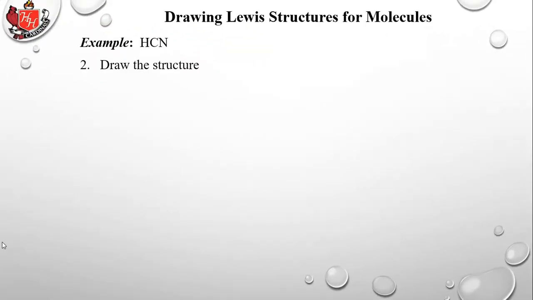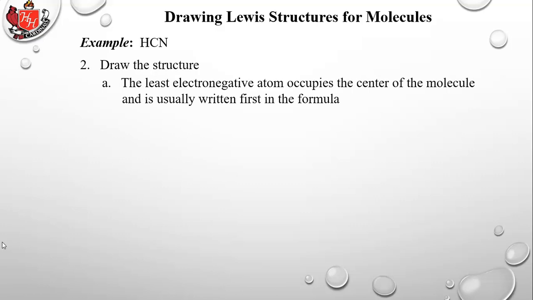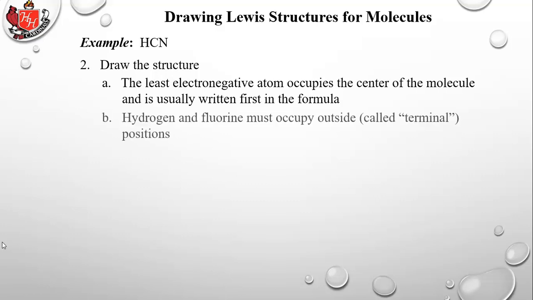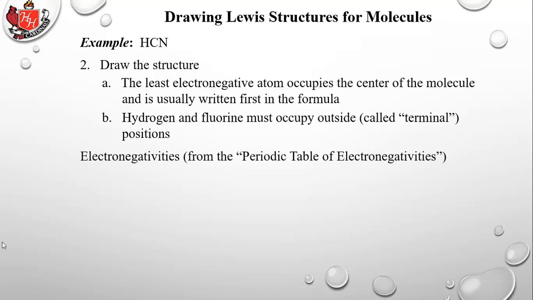Draw the structure. So the least electronegative atom occupies the center of the molecule and is usually written first in the formula. Hydrogen and fluorine must occupy outside terminal positions. So the electronegativities from the periodic table of electronegativities that's in your reference sheets: hydrogen has an electronegativity of 2.1, carbon has an electronegativity of 2.5, and nitrogen has an electronegativity of 3.0.